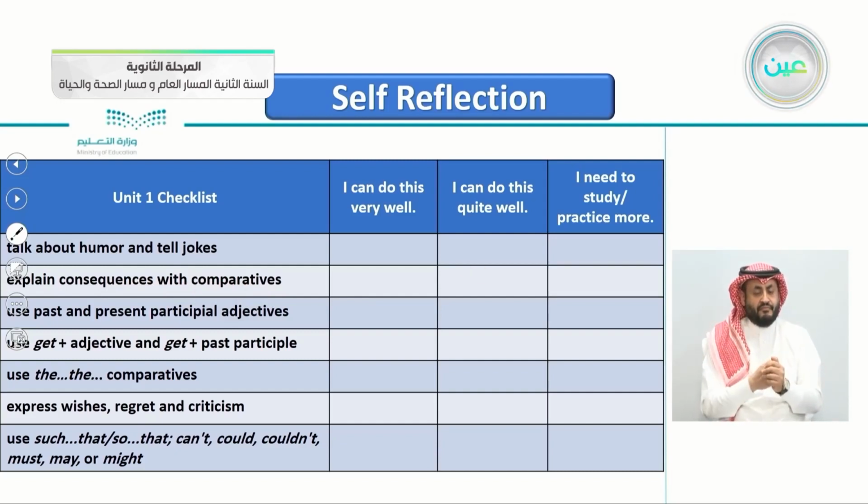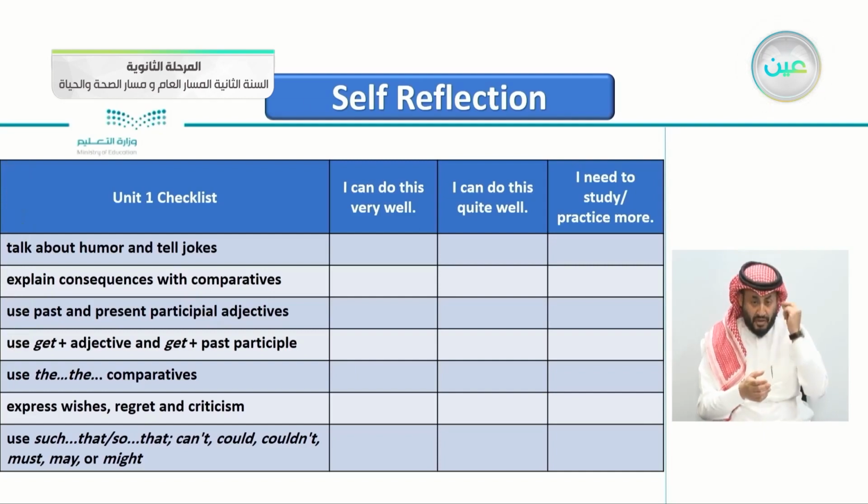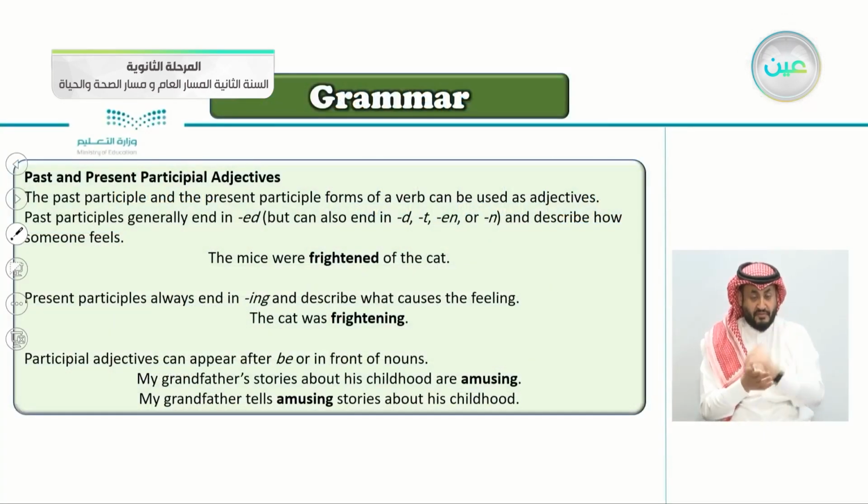Using past and present participles as adjectives. Do you remember this lesson? The past participle and also the present participle form of a verb can be used as adjectives. Past participles generally end in ed, but can also end in d, t, en, or n, and describe how someone feels. So the past participle describes a person, how someone feels. The mice were frightened. I was excited, and so on.